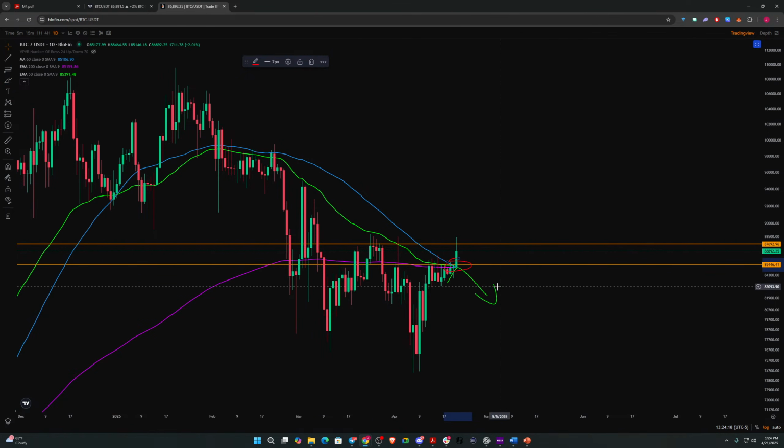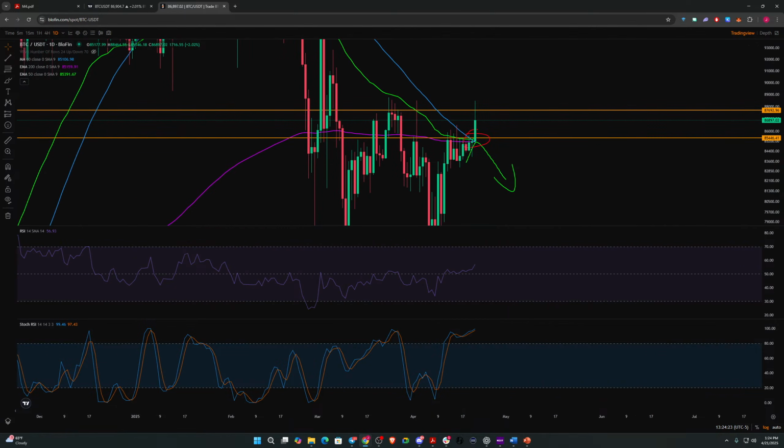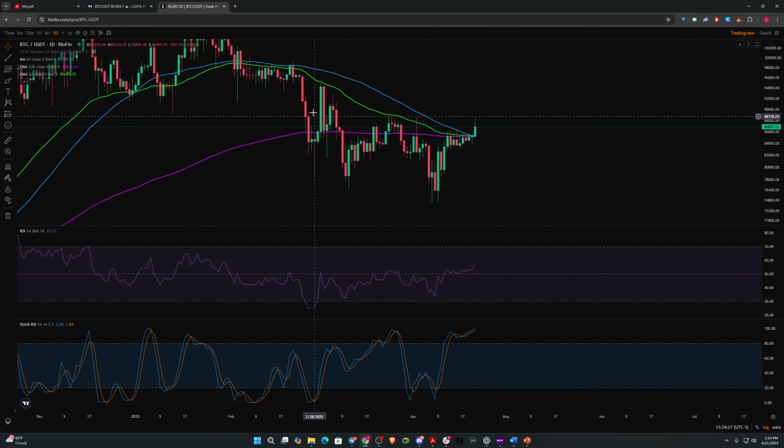And so what I mentioned was using this in confluence with other indicators. Okay, so now we have, let's go ahead and delete all the drawings. Okay, so now we have the moving averages we talked about and why they're important. Now let's talk about the different momentum indicators. Okay, so you have the RSI and the stock RSI.